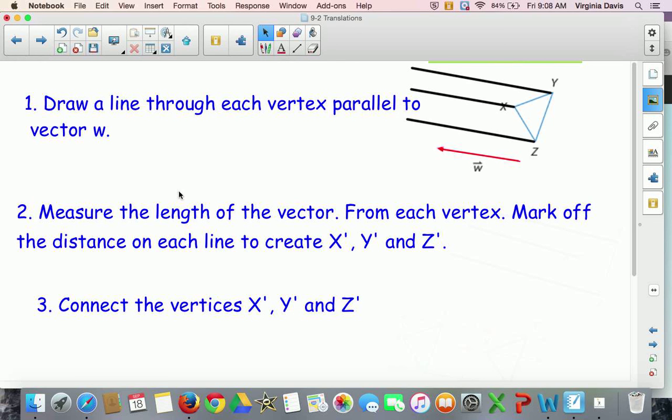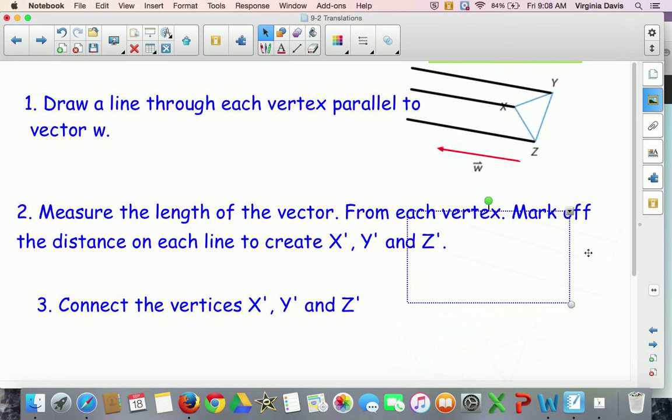Then you need to measure the vector. If you don't have a ruler, just get out a sheet of paper and make little marks on that sheet of paper. From each vertex, you're going to mark off the distance on each line to create X prime, Y prime, and Z prime.